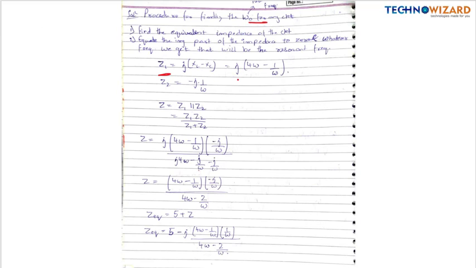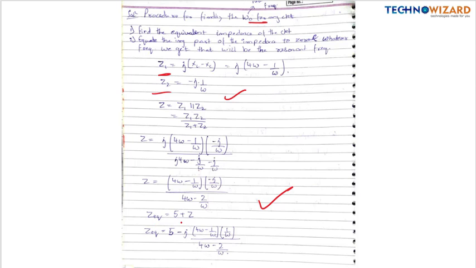So this will be equal to j times (4 omega minus 1 by omega). Z2 is equal to minus j upon omega, that is, minus j times 1 by omega. Now both were connected in parallel, so total impedance will be equal to Z1 parallel Z2. From here you will get Z is equal to (4 omega minus 1 by omega) into (minus j upon omega) upon (4 omega minus 2 upon omega).